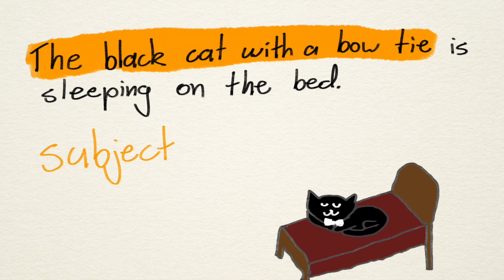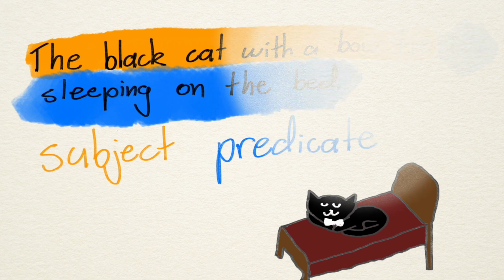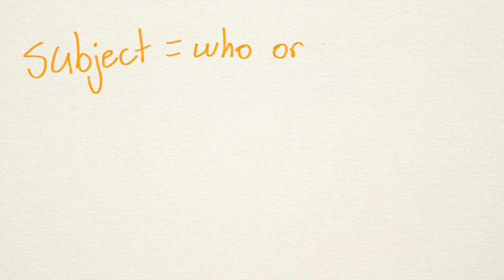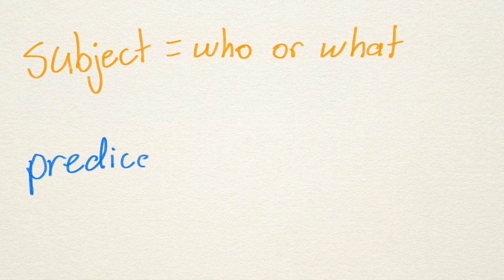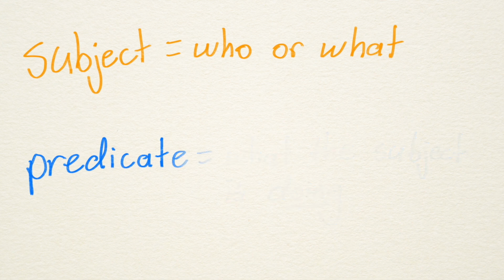To find the predicate, we ask ourselves, what is the subject doing? Well, it's sleeping on the bed. So that's our predicate. And that's subject and predicate in a sentence. The subject is who or what it's about, and the predicate tells us what the subject is doing. There are different kinds of sentences that have multiple subjects and predicates, but that's a video for another time.